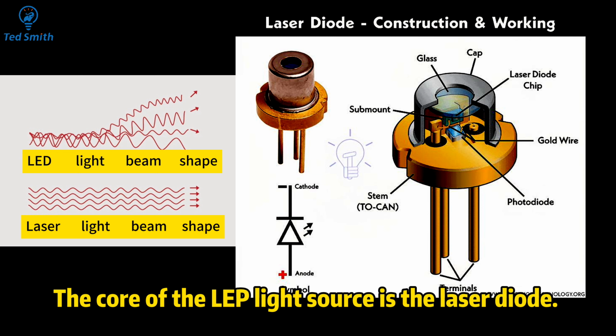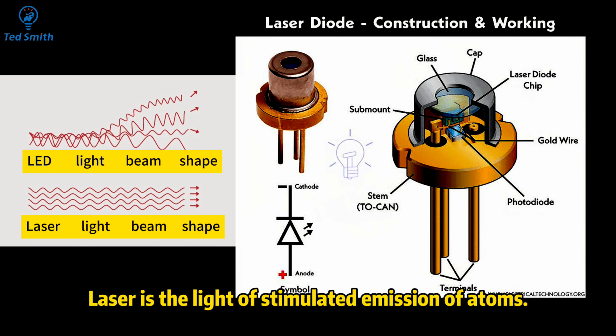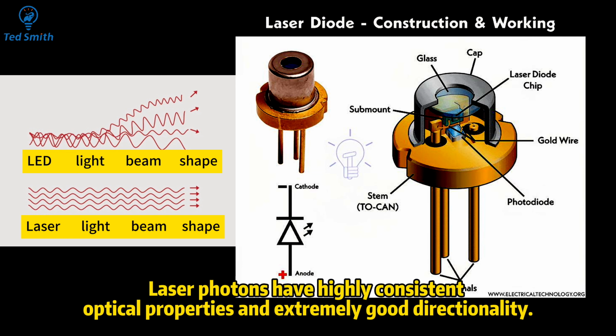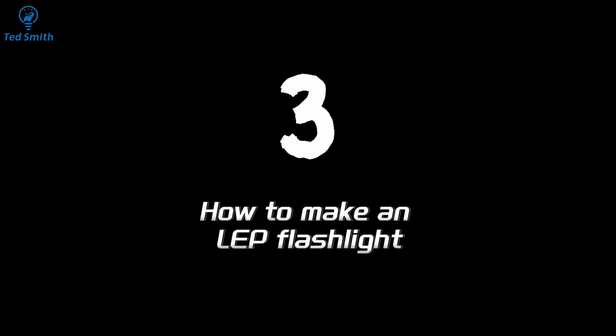The core of the LEP light source is the laser diode. Laser is the light-stimulated emission of atoms. Its theoretical basis is that a photon can cause a stimulated atom to emit a photon of the same nature. Laser photons have highly consistent optical properties and extremely good directionality. How to make an LEP flashlight?